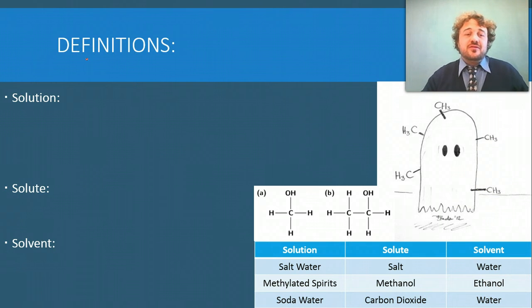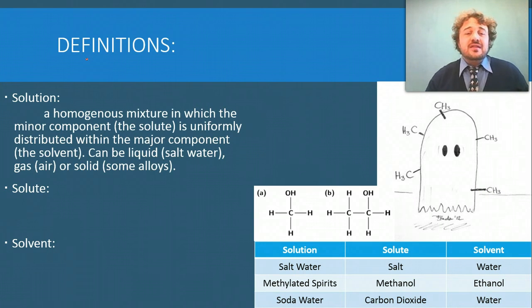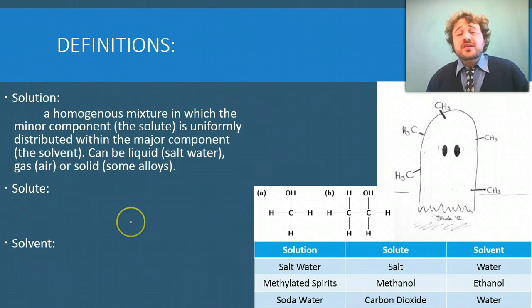Alright, so what's a solution? Basically, a solution is a homogeneous mixture that has the minor component dissolved or distributed evenly throughout the major component, and that's what homogeneous means. Now, it can be a liquid or a gas or a solid, so it can be any of the three states. I don't know if it can be a plasma, but I would imagine so. I imagine the sun or stars themselves are solutions.